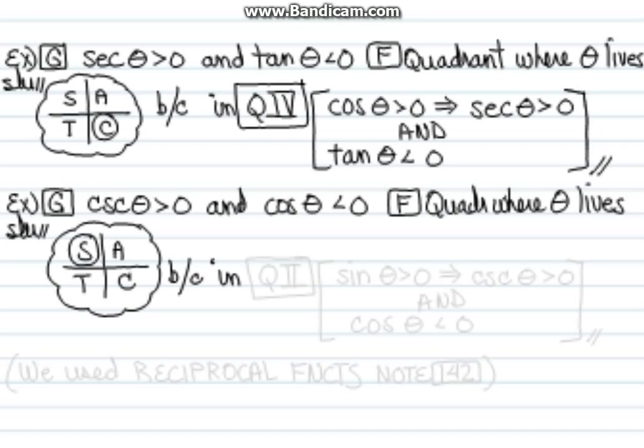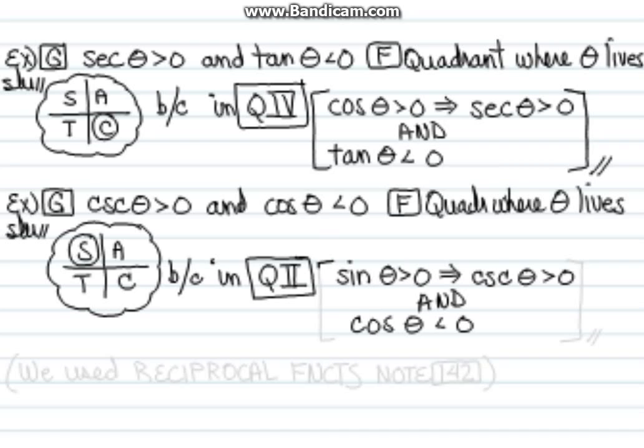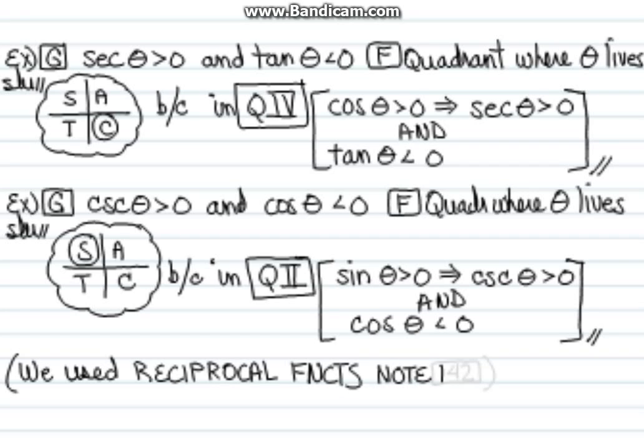The reason is because in quadrant 2, Roman numeral 2, the sine of theta is greater than 0. In other words, the sine of theta is positive. That implies the reciprocal function cosecant of theta has to be greater than 0. That was one of our conditions. And we also needed the cosine of theta to be less than 0, and that's true in quadrant 2. It is not positive in quadrant 2. Only the sine and cosecant are. And you'll notice that we use the idea of reciprocal functions to answer these questions. So you can go back and review note number 142 to remember how that's done.